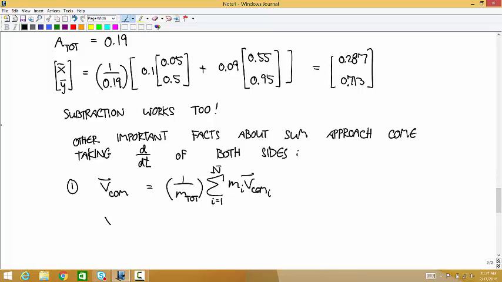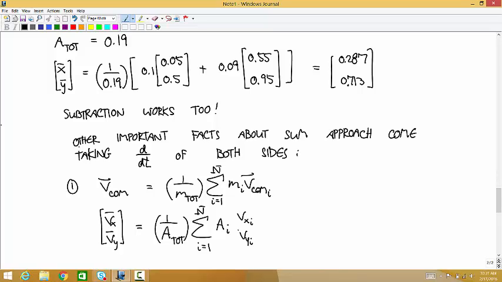So the velocity bar is equal to 1 over the total area times the sum of the individual area of the individual piece times the velocity of the centroid for that individual piece.